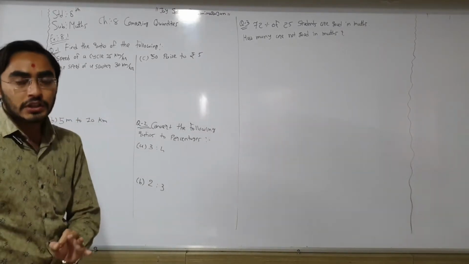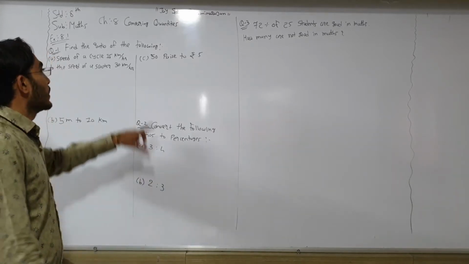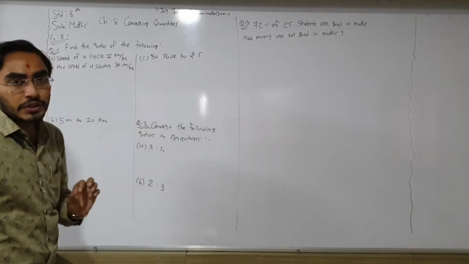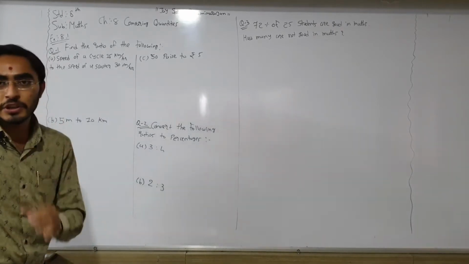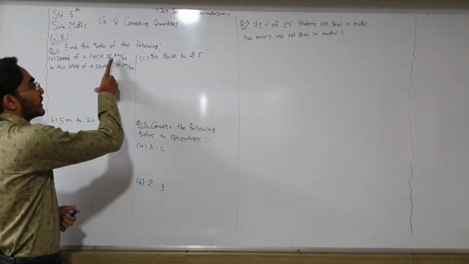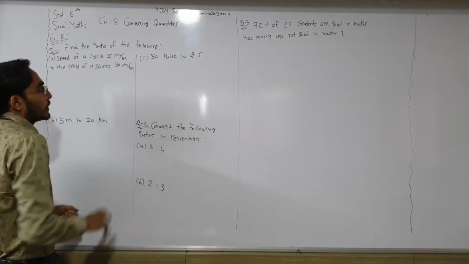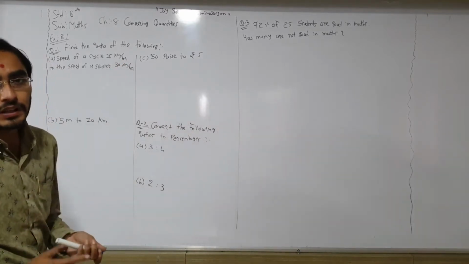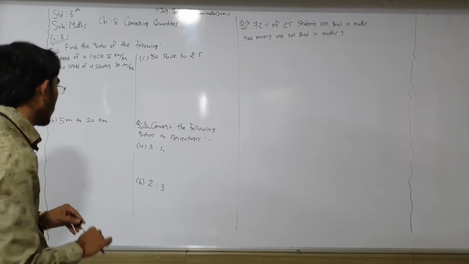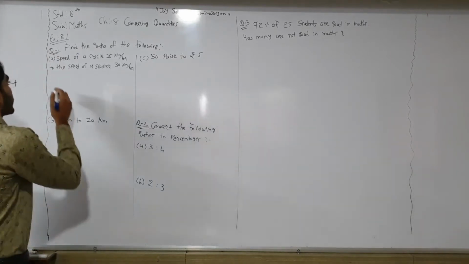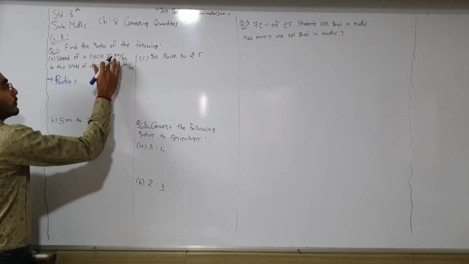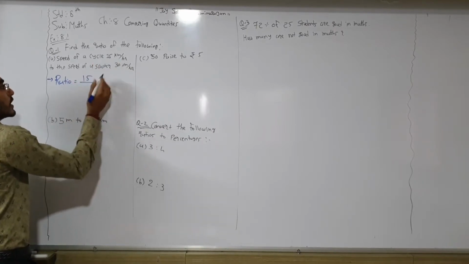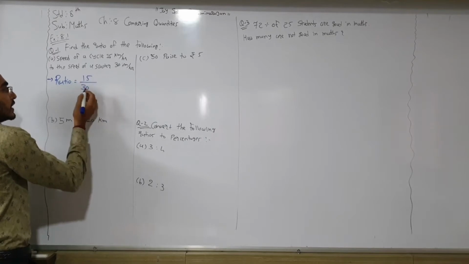Now the first thing we need to check is the unit. Our unit needs to be the same. Here we have the same unit, kilometer per hour, kilometer per hour. So directly we can find the ratio. Ratio is equal to 15 divided by 30.